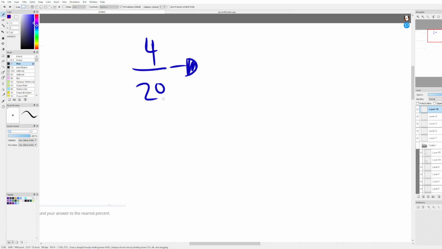So we have 4 over 20. We can times 20 by 5 to get us 100 on the bottom. And if we times 4 by 5, that will give us 20. So our percent for 4 over 20 should be 20%.